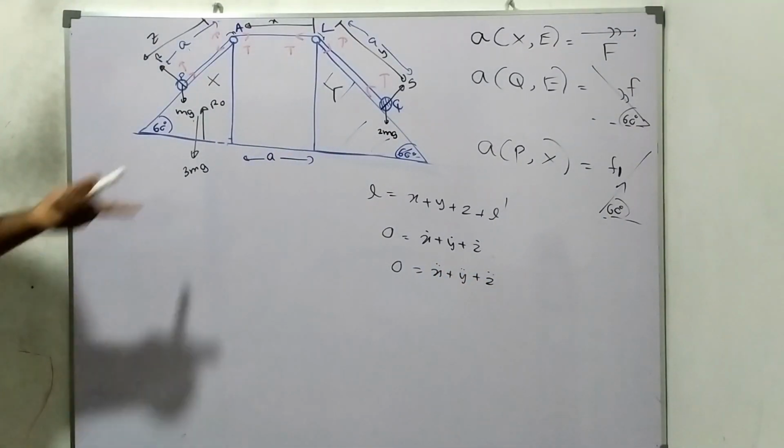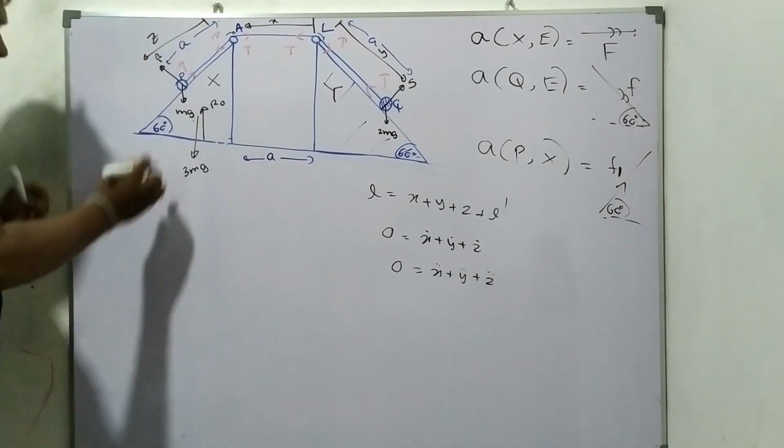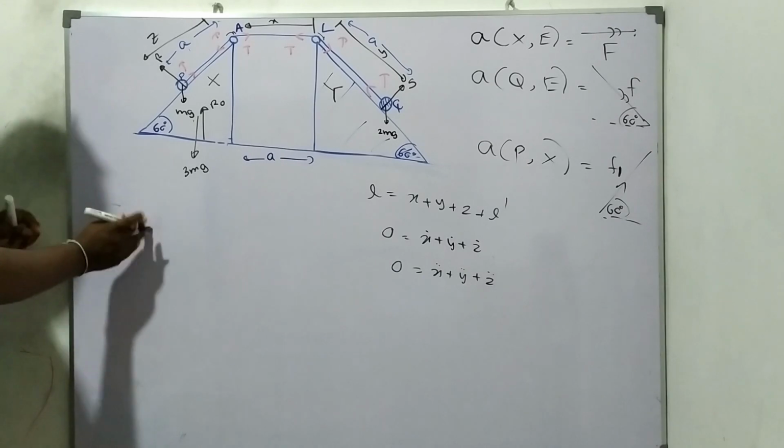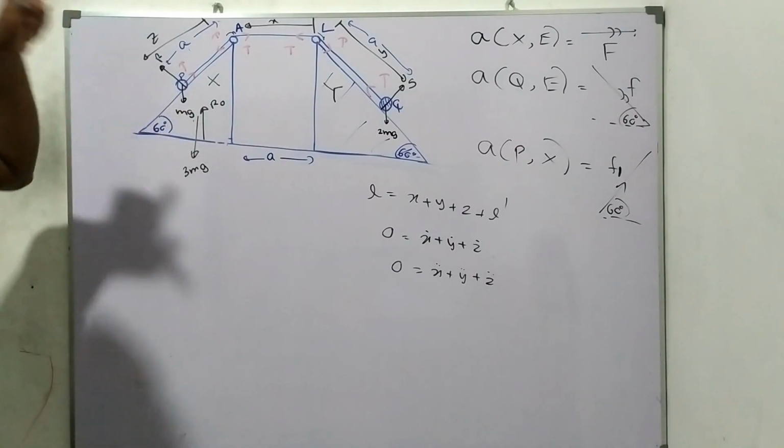Okay, so now we have this acceleration. Actually, you have to understand this z double dot. Z double dot means the acceleration of this P particle relative to that wedge.